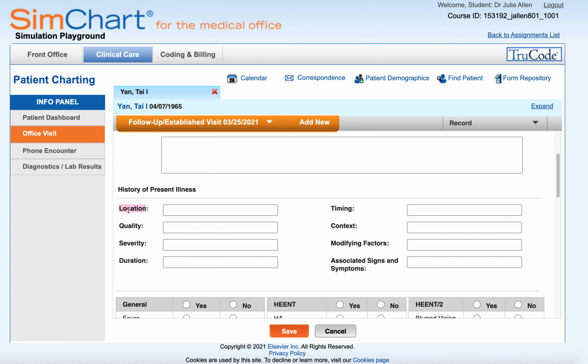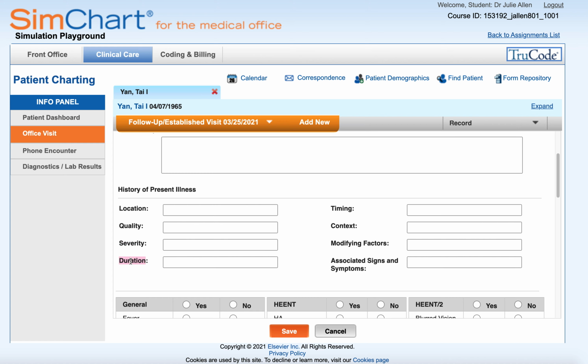And that includes location. So this is where knowledge of the body comes in handy, for example, the abdominal quadrants. Quality would be a description of the pain. Is it a sharp pain, a stabbing pain, throbbing, something like that. Severity is typically the degree of pain. We often use pain scales for this, 1 through 10.